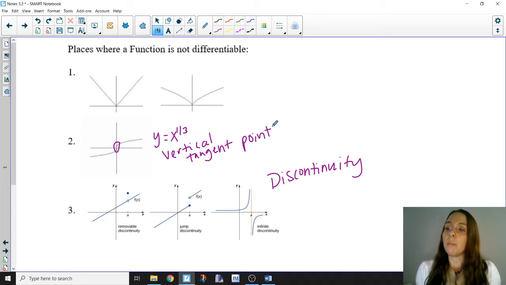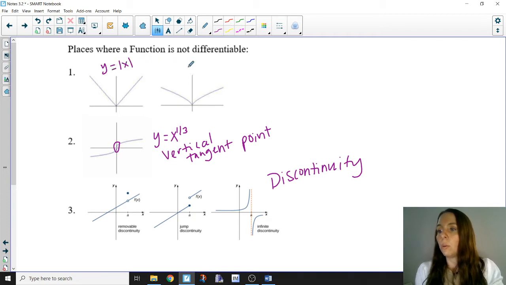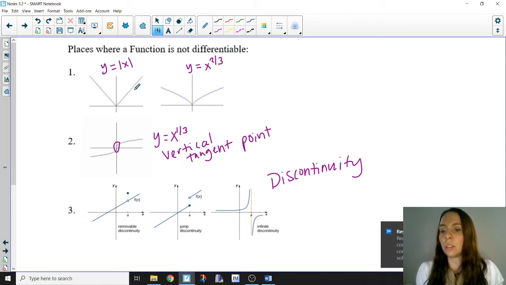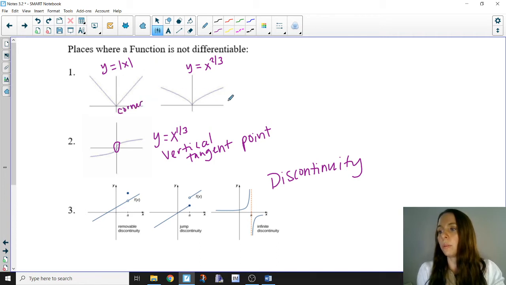Okay, finally, one other place where a function is not differentiable that you see up here in number 1 is any sort of sharp turning point, such as this, y equals the absolute value of x, or this one, which is more of a curved sharp turning point. It is actually y equals x to the 2/3 power. We usually call this one a corner and this one a cusp. If you want to write those words down, you can, but really it's just any sort of sharp turning point is not differentiable. And that one's a little bit trickier to explain.